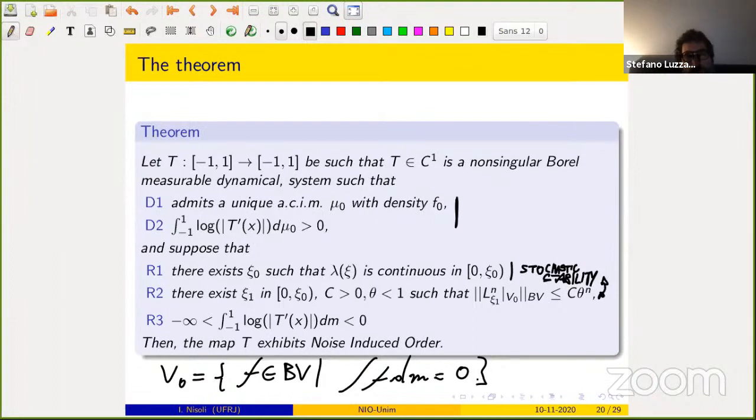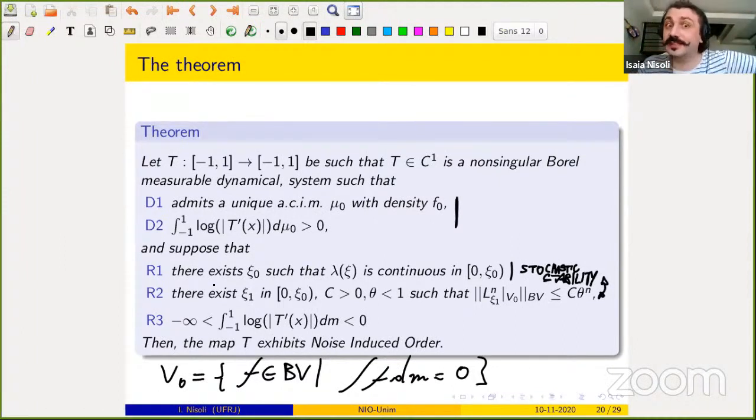So there are many, of course, one-dimensional dynamical systems in which D1, D2, R1, and R2 are known, right? So I guess you could formulate this in a more particular setting, by choosing one of these dynamical systems, and then R3 becomes the only condition if you start with one of those systems. Yes, but the fact that these are known for many dynamical systems is true, but this is a general result.